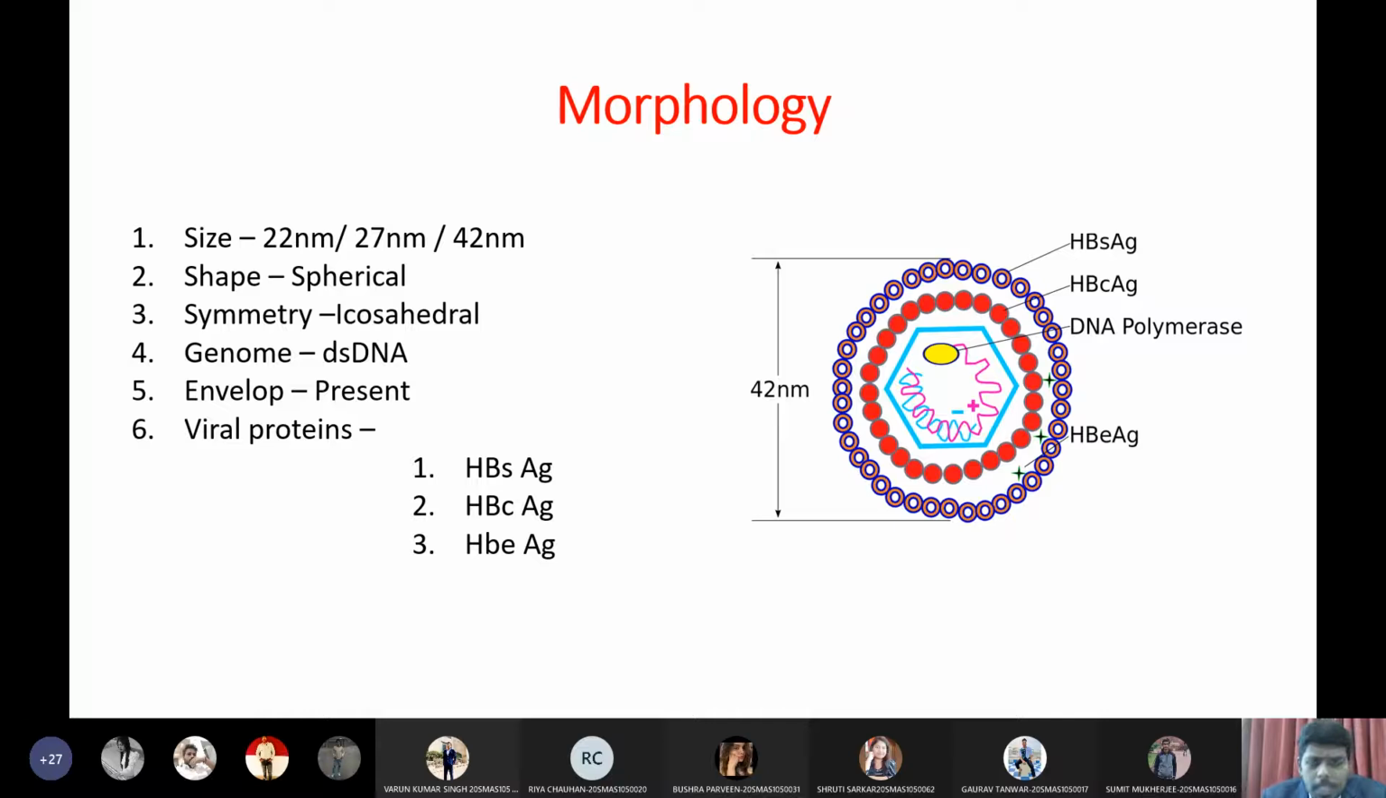Now other things: size is around 22 to 42 nanometers. Shape is spherical, with icosahedral symmetry of the nucleocapsid. Genome is double-stranded DNA. Envelope is present in this virus, and it has three important viral proteins that include surface antigen, core antigen, and envelope antigen. Now listen to me very carefully.